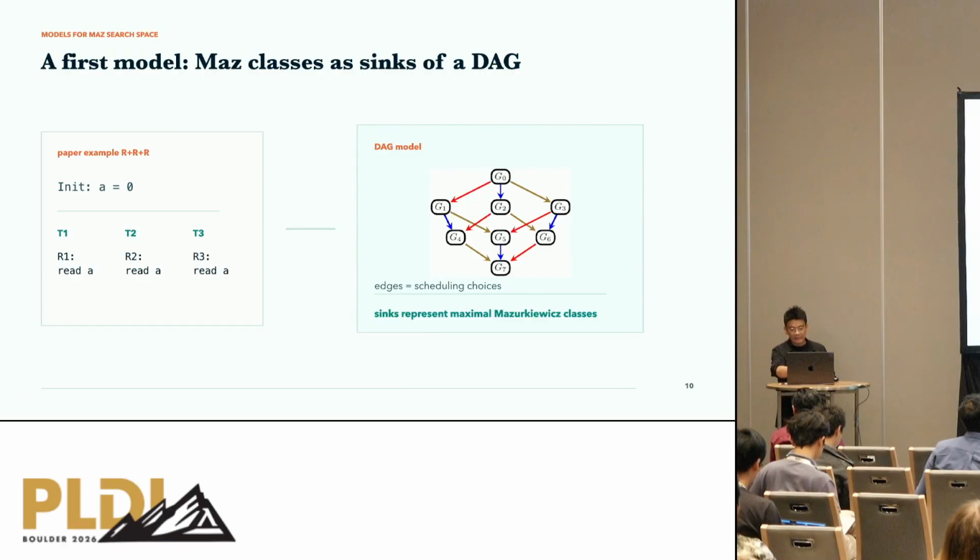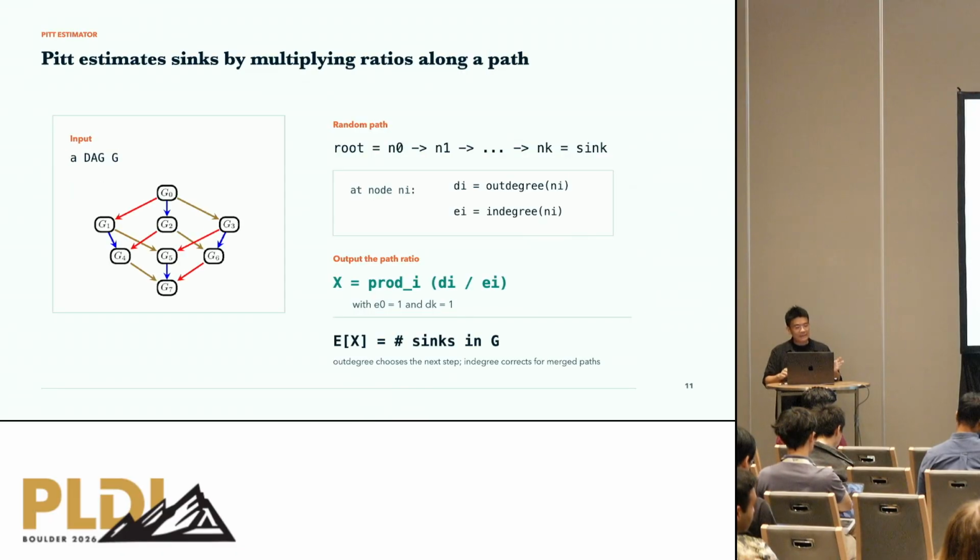Like the red edge here basically means that the next event of the first thread is scheduled. And any path from the root to a sink in the DAG is isomorphic to a program execution. And the more important thing is that in this DAG, the sinks represent the maximal Mazurkiewicz classes we want to count.